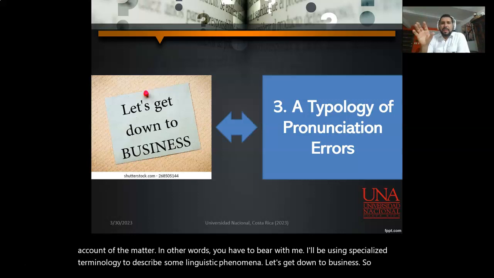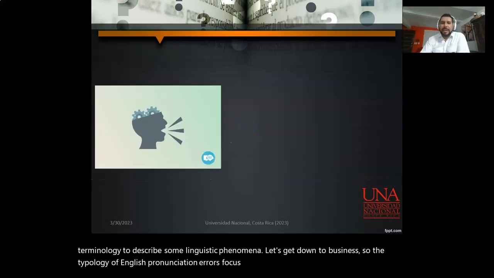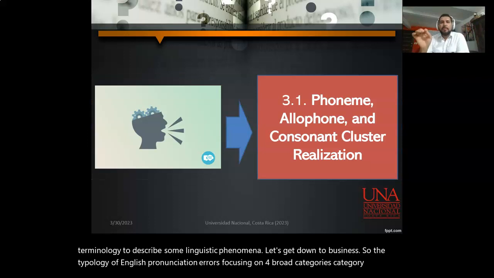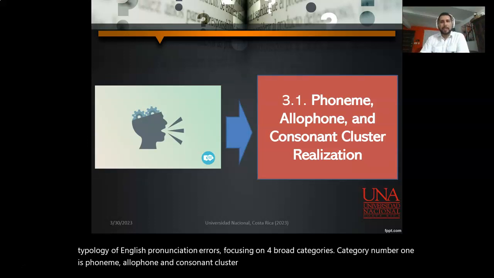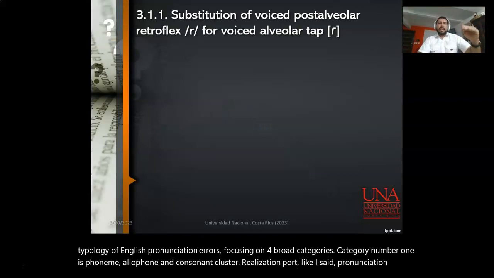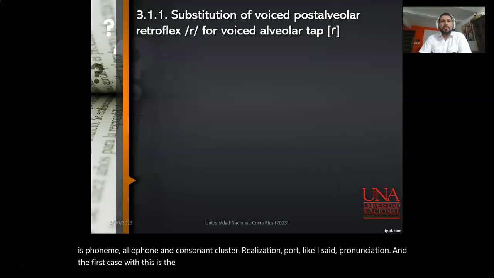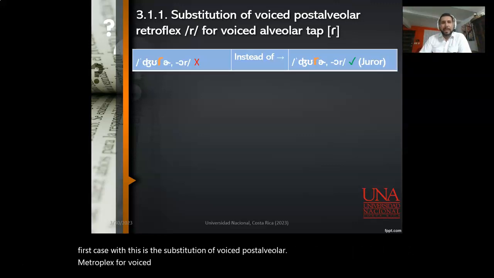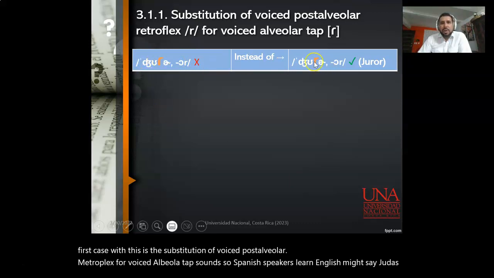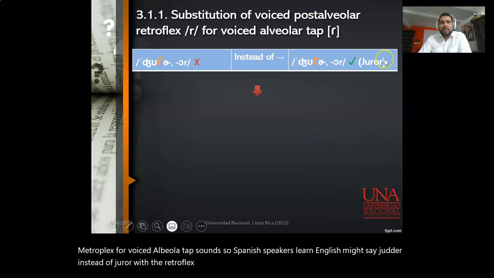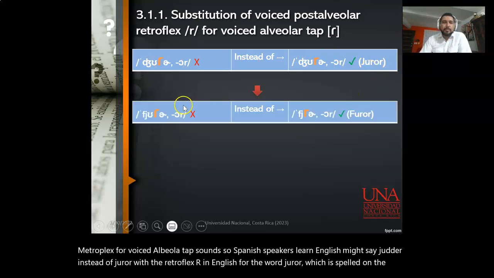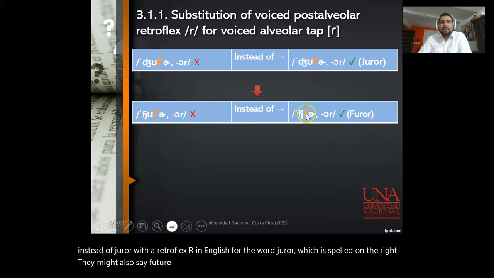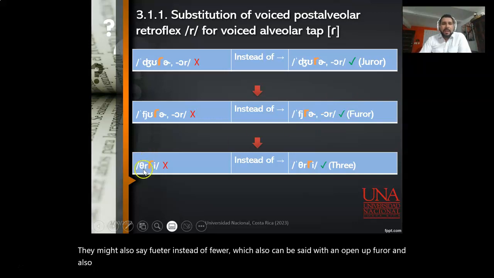So the typology of English pronunciation errors focuses on four broad categories. Category number one is phoneme, allophone, and consonant cluster realization, or like I said, pronunciation. And the first case with this is the substitution of voiced post-alveolar retroflex for voiced alveolar tap sounds. So Spanish speakers learning English might say juror instead of juror with the retroflex R in English for the word juror, which is spelled on the right. They might also say Führer instead of Führer, which also can be said with an open O, Führer. And also they might say three instead of three with the retroflex R.